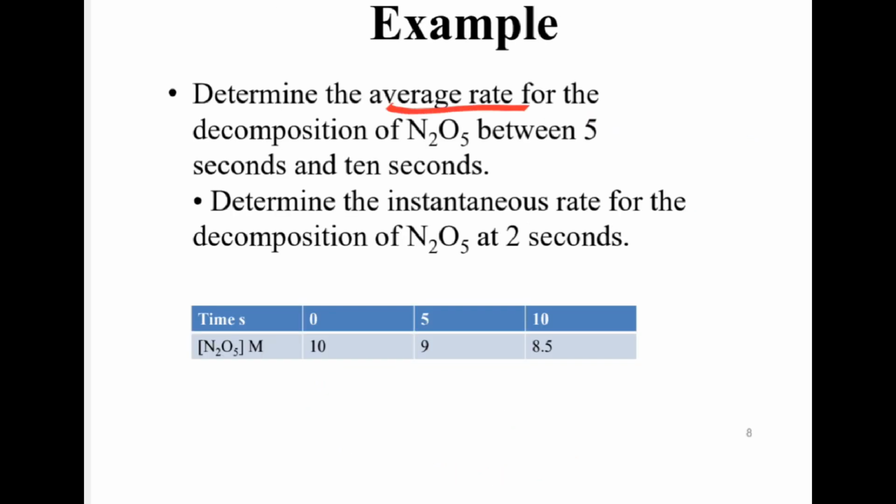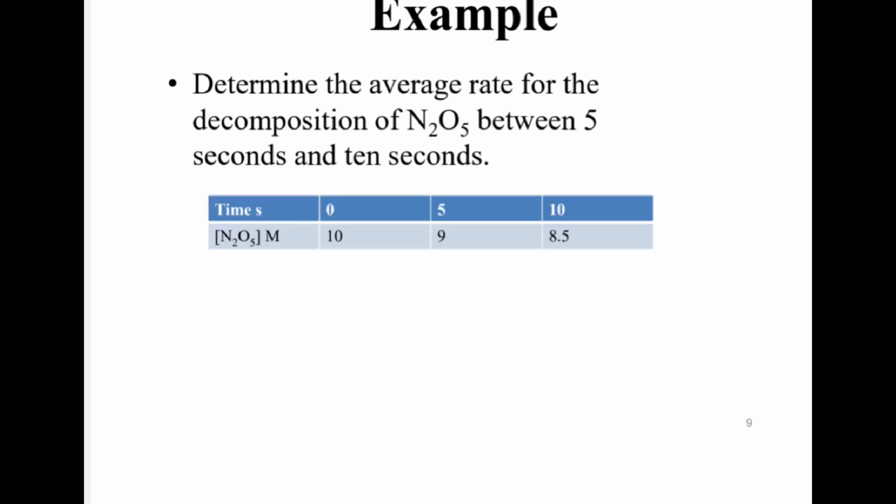Determine the average rate for the decomposition of dinitrogen pentoxide between 5 seconds and 10 seconds. And second, determine the instantaneous rate for the decomposition of dinitrogen pentoxide at 2 seconds. So let us determine the average rate for the decomposition of dinitrogen pentoxide between 5 seconds and 10 seconds.